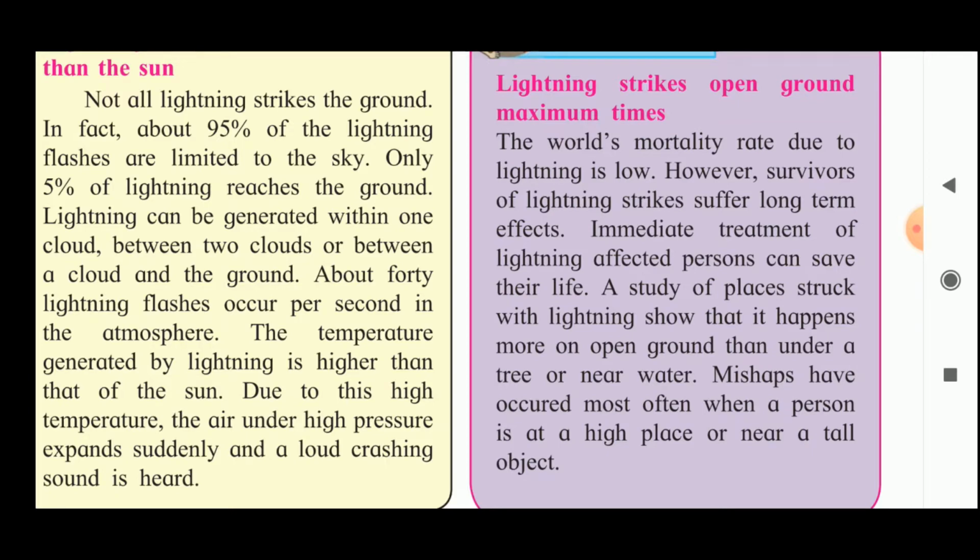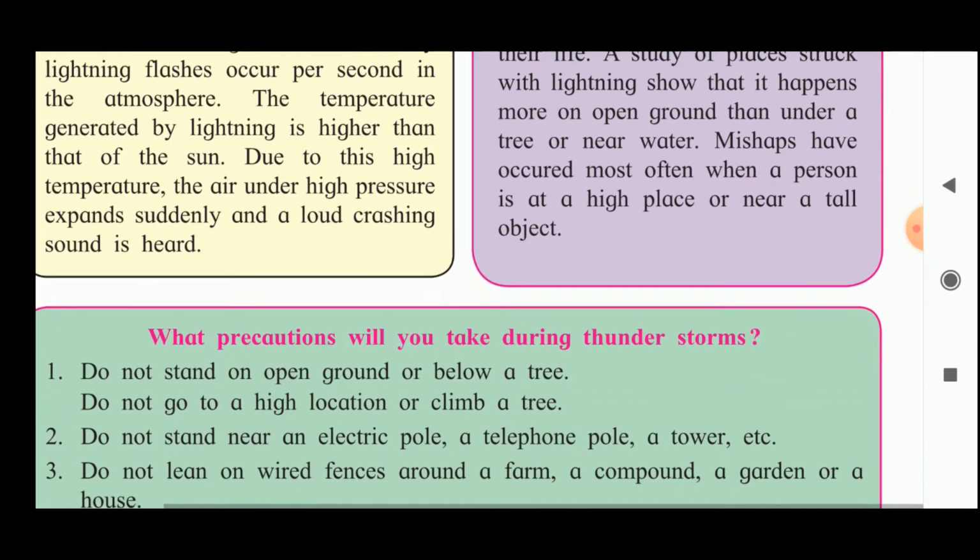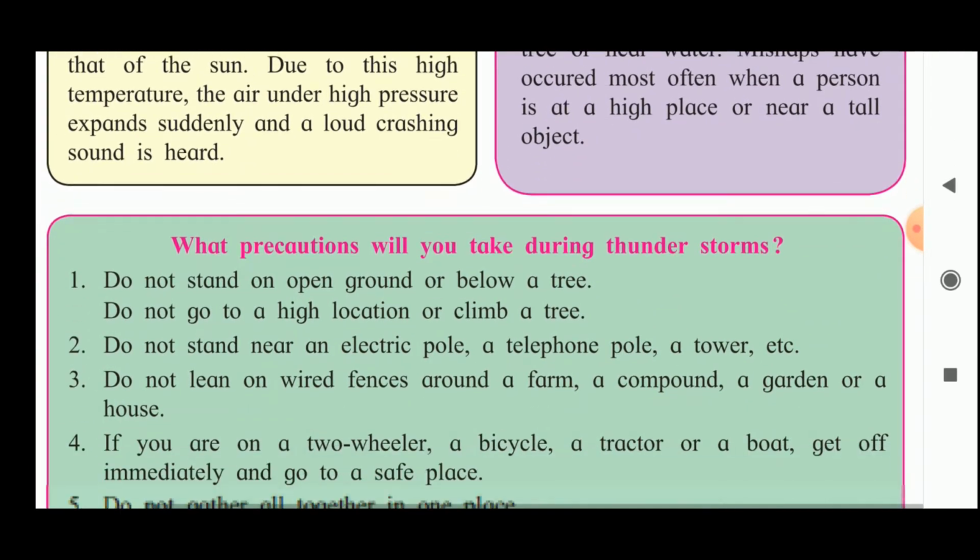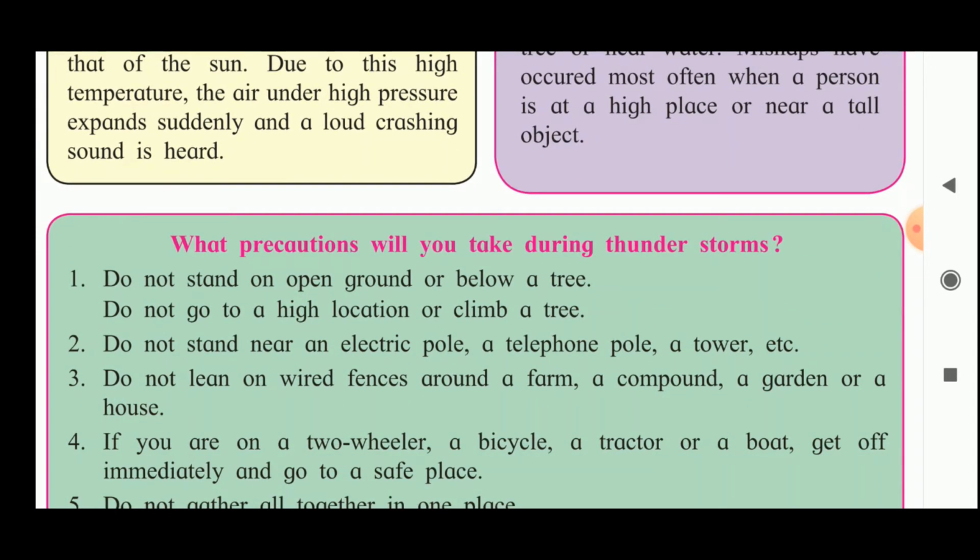Now the study of places struck with lightning shows that it happens more on open ground than under a tree or near water. Mishaps have occurred most often when a person is at a high place or near a tall object. Now, what are the precautions that you should take during thunderstorms?